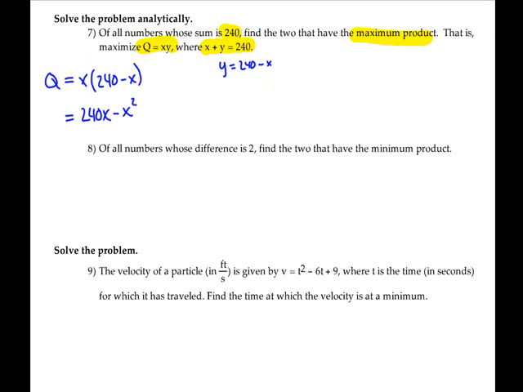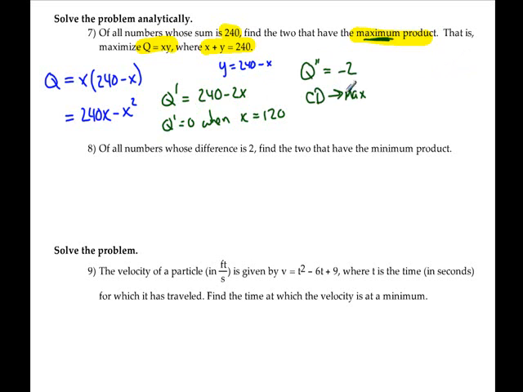Therefore q prime, the first derivative here, is equal to 240 minus 2x. This value only equals 0 when x equals 120. Therefore, x is 120, and y is 240 minus 120, or y is also 120. How do I know this is a maximum? Well, let's look at the second derivative. Second derivative says that we would get negative 2, which implies that we are concave down. And concave down says that we have a maximum. So my two numbers are 120 and 120. Done.